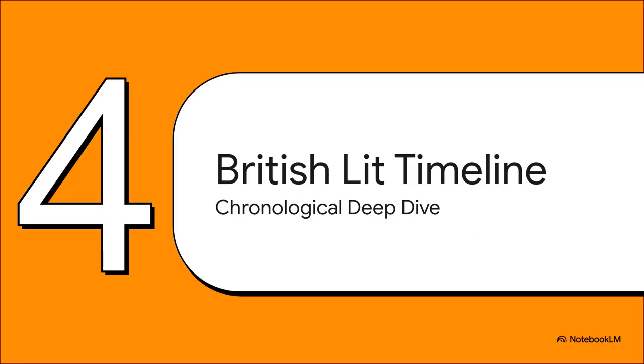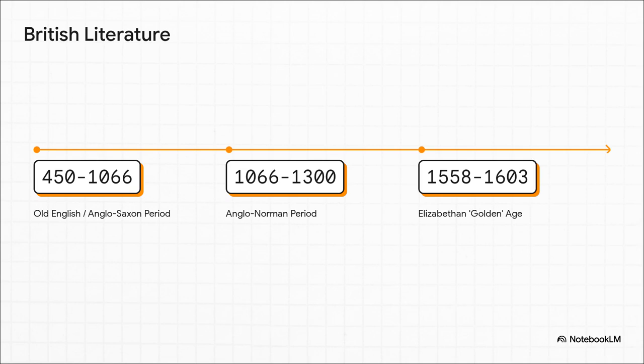Section 4. British Literature Timeline. Let's map out that massive historical landscape that, remember, makes up over half of your exam questions. Contextualizing these eras is so crucial because, well, literature doesn't just pop out of nowhere, it happens alongside history.